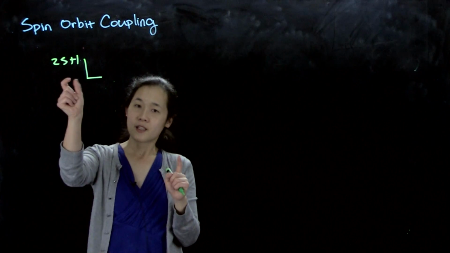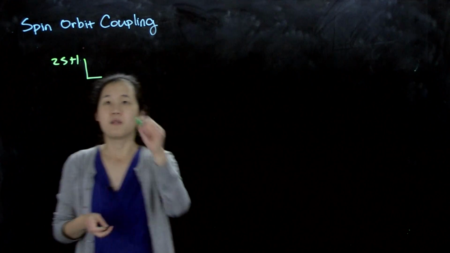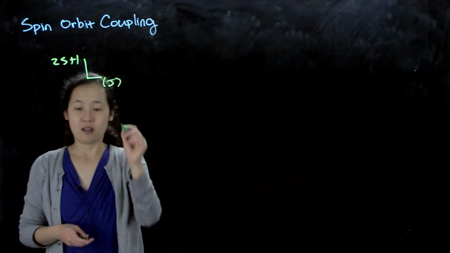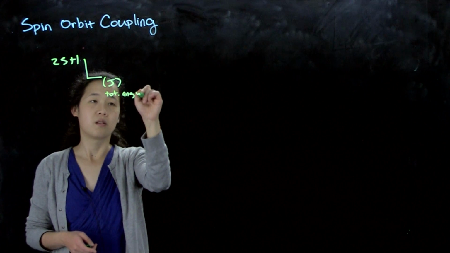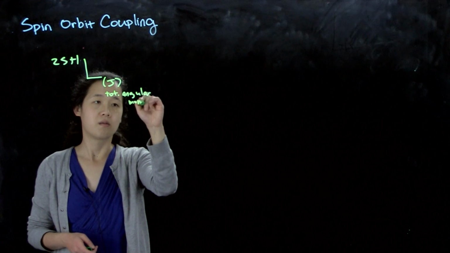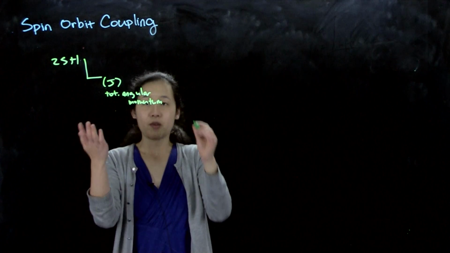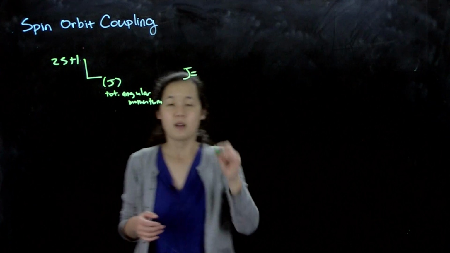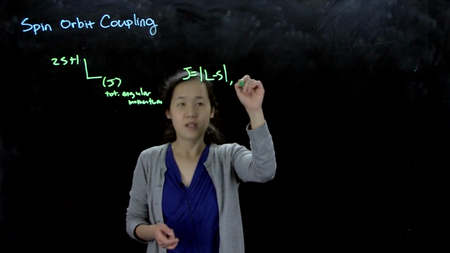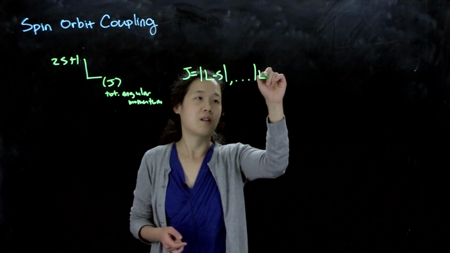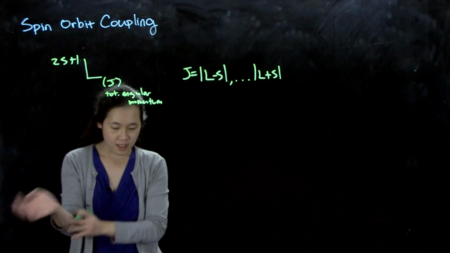And so these two values, the orbital angular momentum and the spin angular momentum, can couple to then form J, which is the total angular momentum. And if you recall, J can have values going from the absolute value of L minus S, that plus 1, and so on, all the way to L plus S. OK.